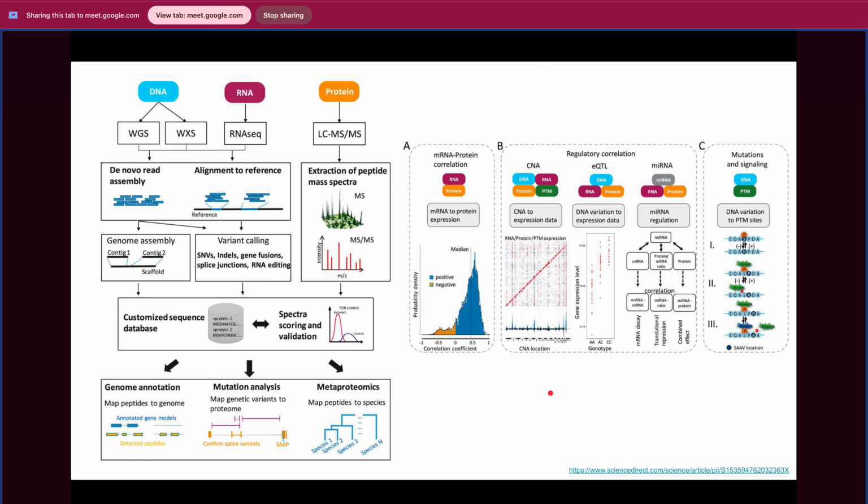Then there were some visual representations in which they show how these things are linked to one another. From DNA you get whole genome sequencing or whole exome sequencing information, and from RNA you get RNA-seq information in which the RNA sequence is obtained. You can combine both of these to perform de novo read assembly or alignment to reference. This is done because, after sequencing, we now know there have been advancements, such as Oxford Nanopore and PacBio, with which we can sequence larger stretches, even the entire genome in one go.